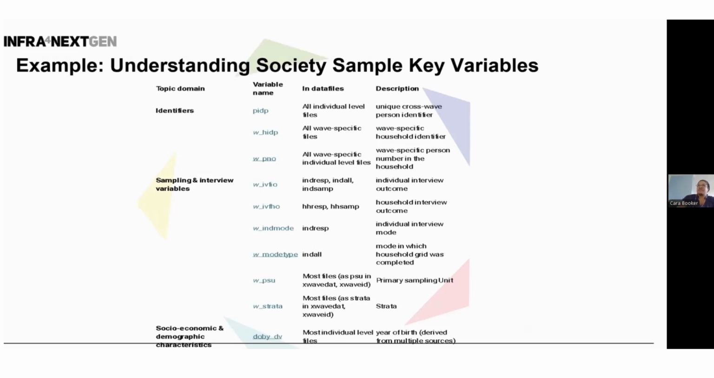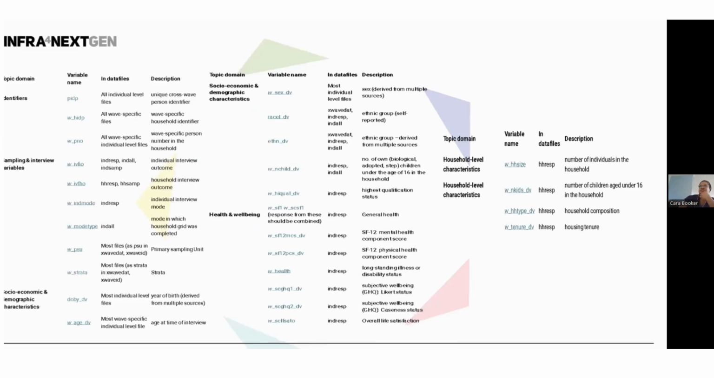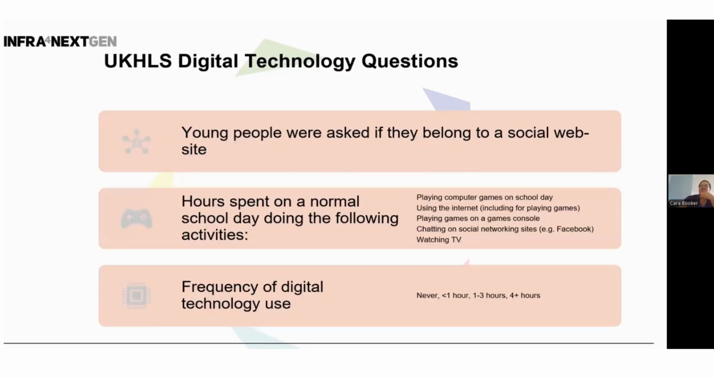Here are some of the key variables. So here you can see which variables are used to identify individuals or waves, some of the sampling or interview variables, a couple of variables about key demographic characteristics. And here's a much longer list. This is not an exhaustive list. They have a lot more on here. I just thought I'd pull some of these out so you can have an idea. They also tell you what data files are in and give you a brief description.